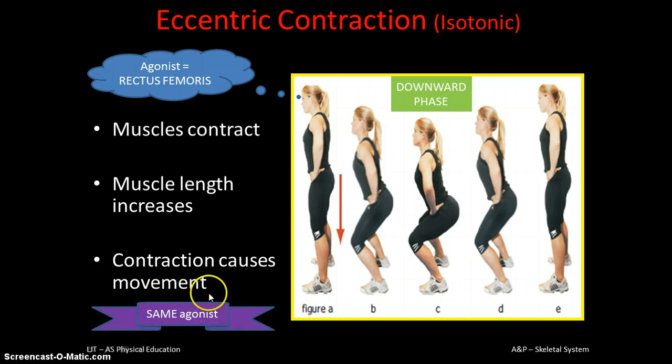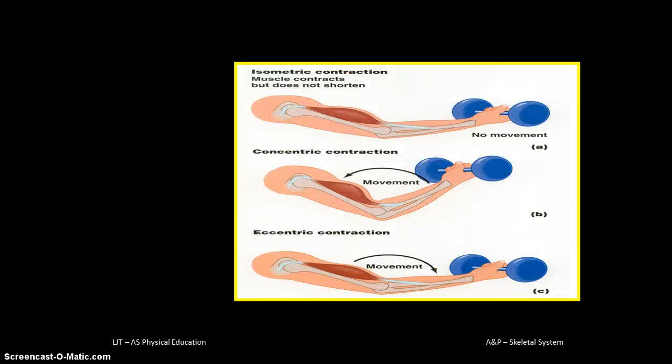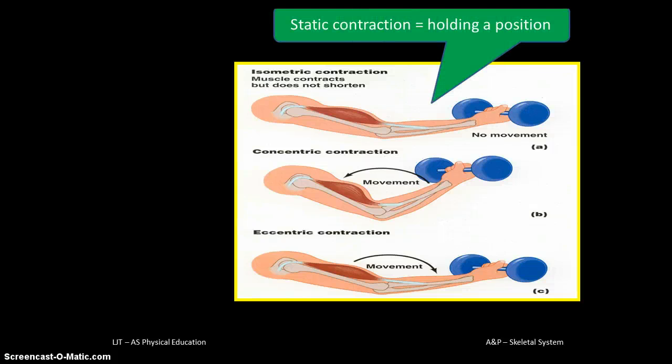But just acknowledge that the agonist for both the downward and the upward phases is the same muscle or the same muscle group. It doesn't swap, and that's a common mistake. So downward and upward phases are the same muscle group as the agonist. So static contraction, holding anything in position, holding a sort of tense muscle but no movement occurring.